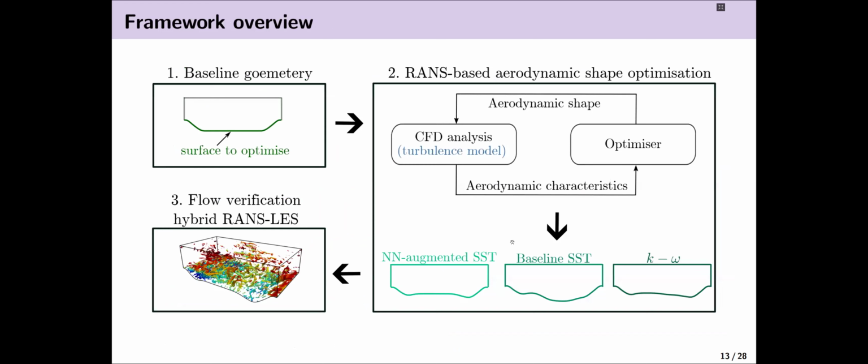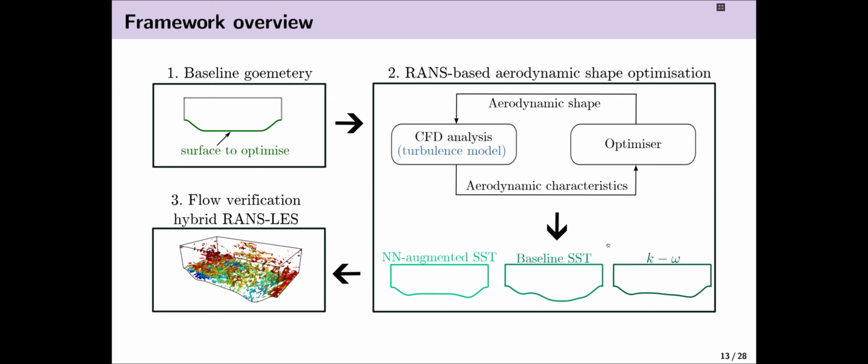So, a general overview of what I'm going to talk about. We will have a baseline geometry, and we have a surface that we'll try to optimize. We perform RANS-based shape optimization. We'll use 3 different turbulence models. The baseline model is the k-omega SST. Then we have an augmented version of that using FIML. And then for comparison, we will also use the Wilcox k-omega model as well.